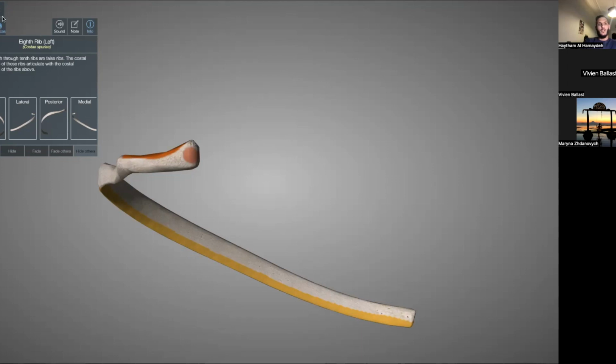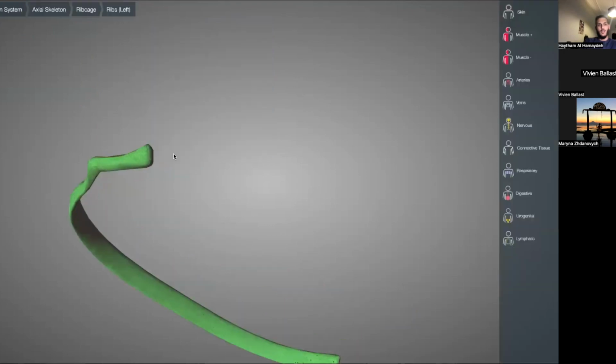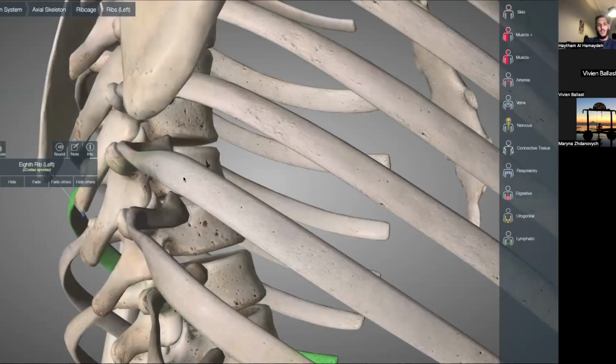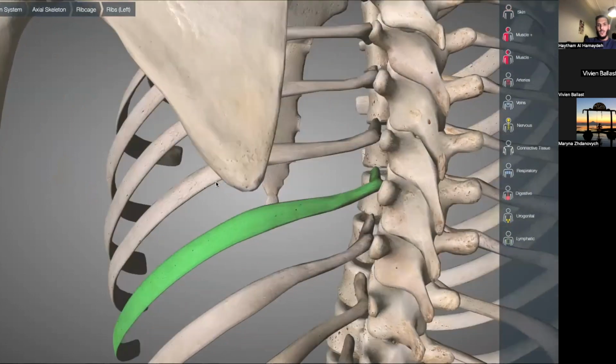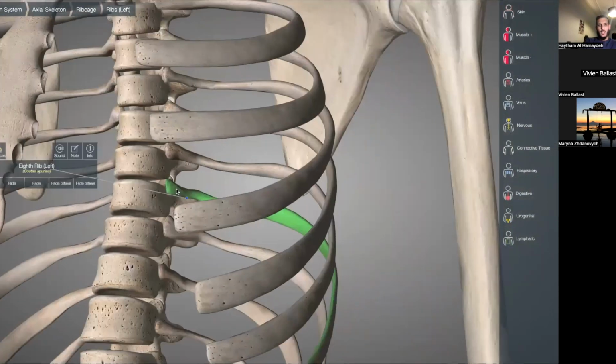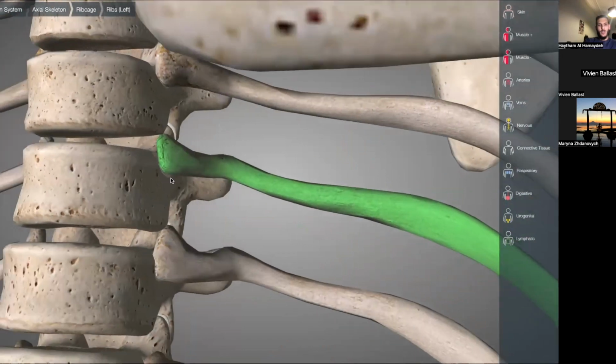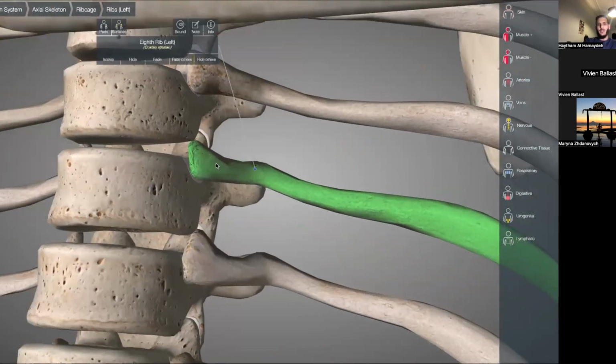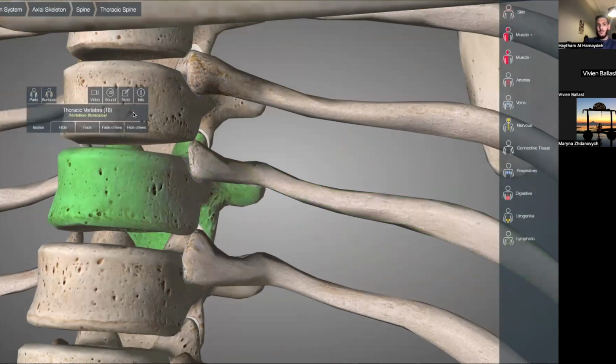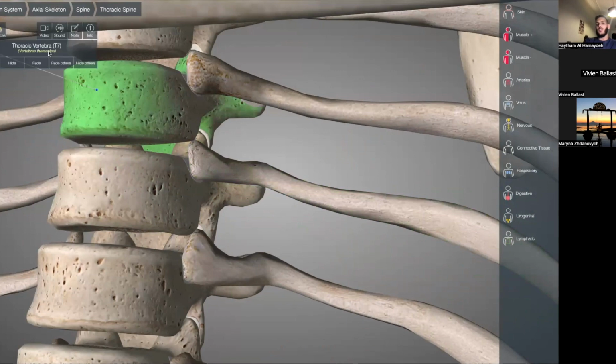Okay. Let's not hide others. I hope we can. There. Get it back. You see what I'm talking about? There we go. Now, this is rib number 8, right? And this is vertebra number 8. This is vertebra number 7.